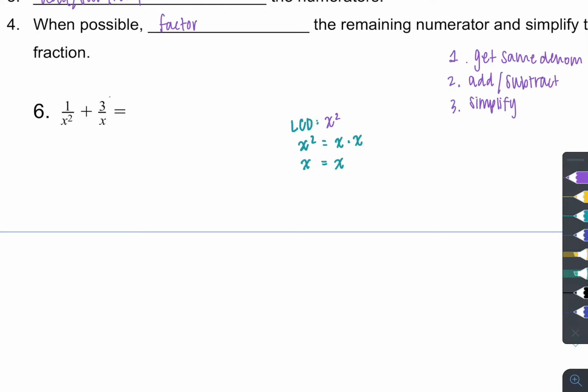Because all we have to do is take this and multiply it by x over x. And so we get 1 over x squared plus 3x over x squared. And then we just add straight across. So 1 plus 3x is 1 plus 3x over x squared. Okay, we added and subtracted. There's really nothing to simplify from there.